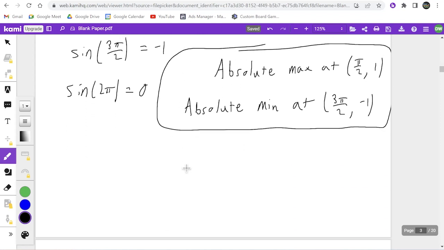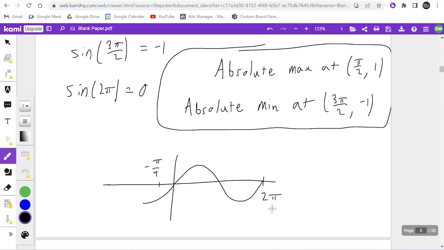And by the way, I can think about why this makes sense. Because if I draw my sine graph from negative pi over 4, which is about here, to 2 pi, and I ask myself, where is it the highest and the lowest? It's definitely highest here. This is pi over 2. And it's definitely lowest here. This is 3 pi over 2. So this makes perfect sense. And it looks like so far the answers we've gotten are working out great. Any questions on number 2?